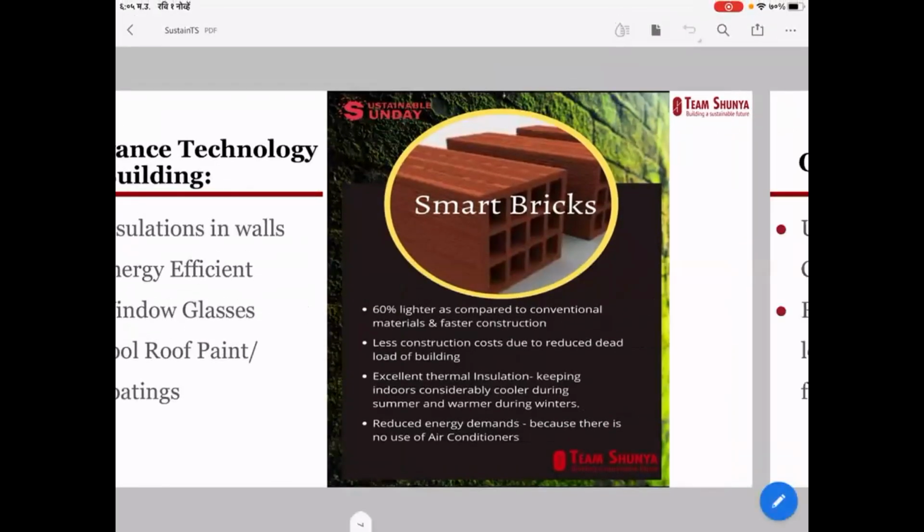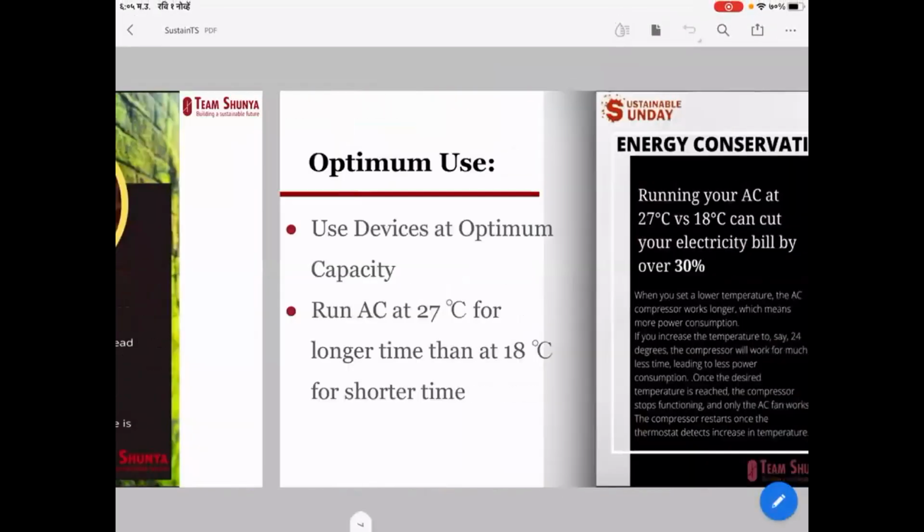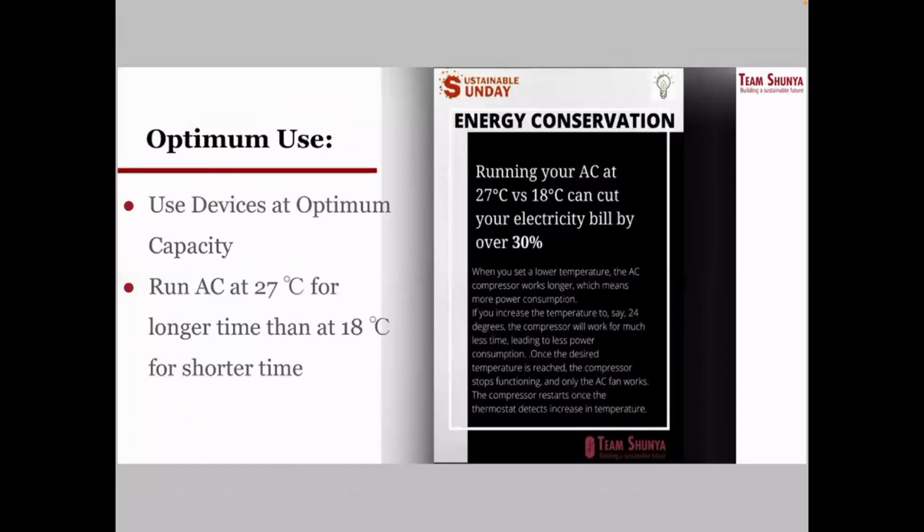Next part is optimum use of devices. So what is optimum use? Optimum use means we can operate the devices at maximum possible efficiency. If we see the energy efficiency labels, those mention some values of operating conditions. If we operate these devices at those conditions, they will give the maximum efficiency.